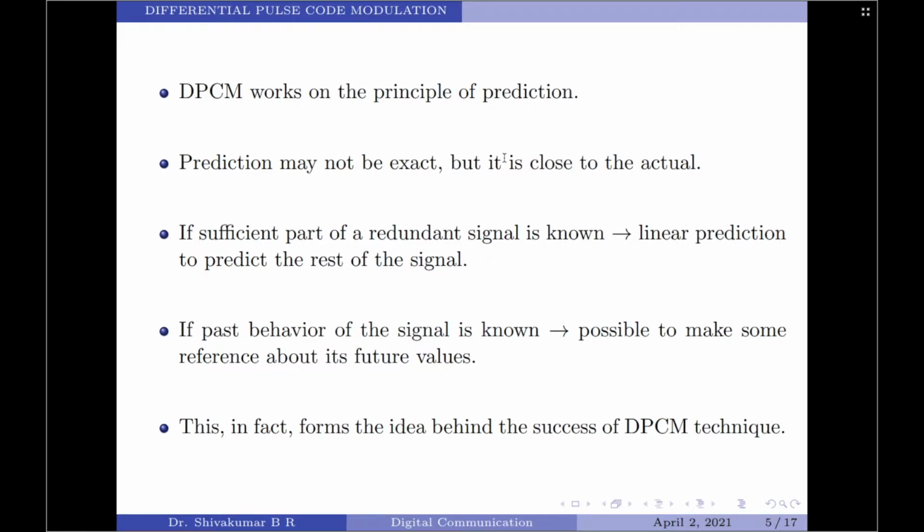DPCM works on the principle of prediction, that is, the value of the present sample is predicted from the previous samples. Please note, the prediction may not be exact, but it is very close to the actual sample value. Now, if we know a sufficient part of a redundant signal, we may use linear prediction to predict the rest of the signal or at least make the most probable estimate. In particular, if we know the past behavior of the signal up to a certain point in time, then it is possible to make some inference about its future values. This in fact forms the idea behind the success of the DPCM system.